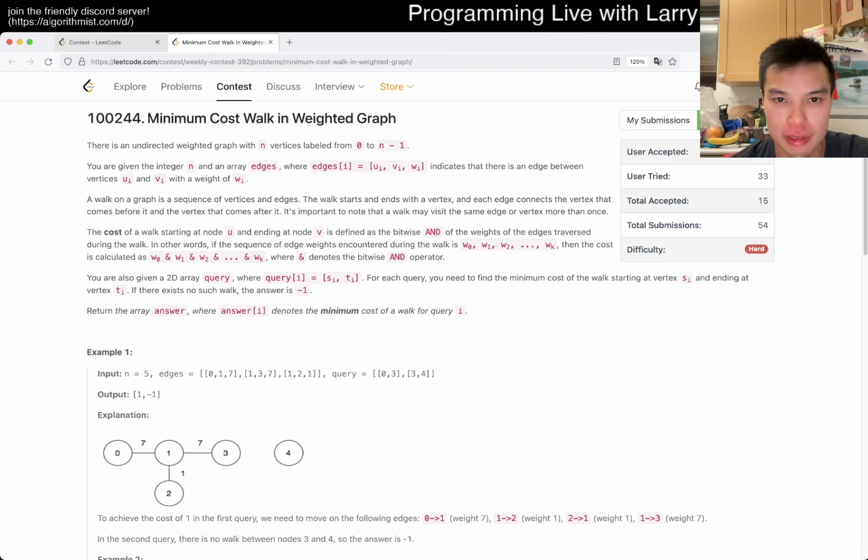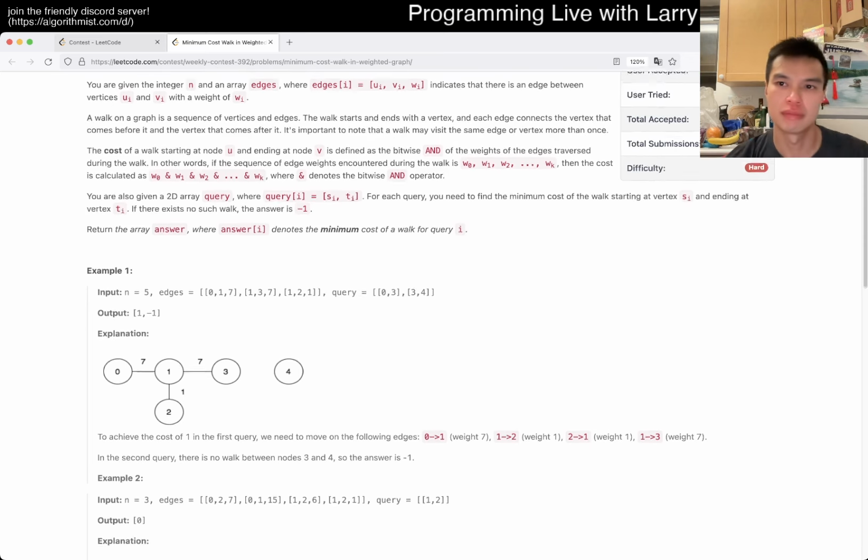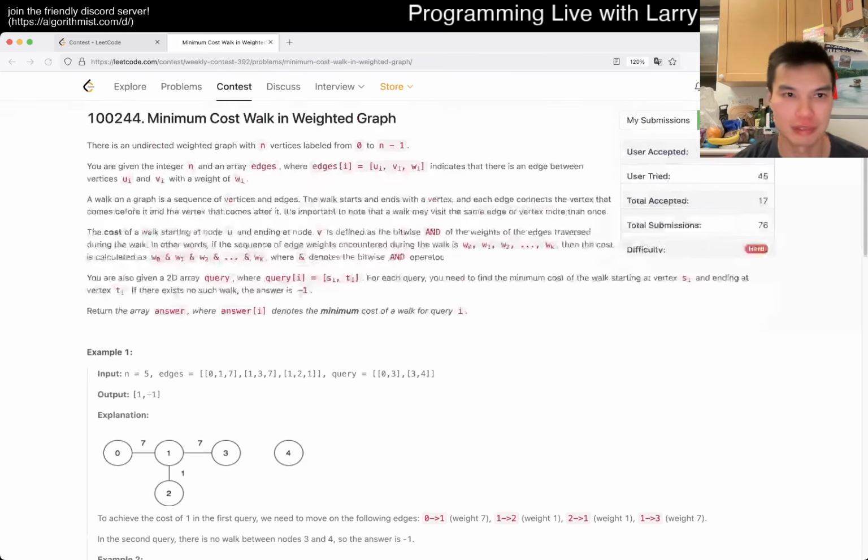A walk is in there. Start and end in an edge. Okay. Bitwise n. So okay. So okay. Query. Hmm. 15 people already got it. 17 people already got it.